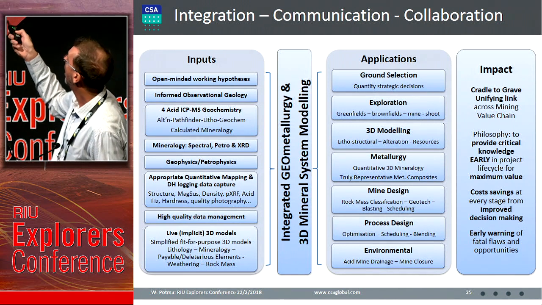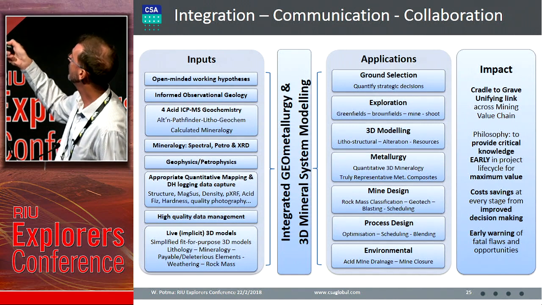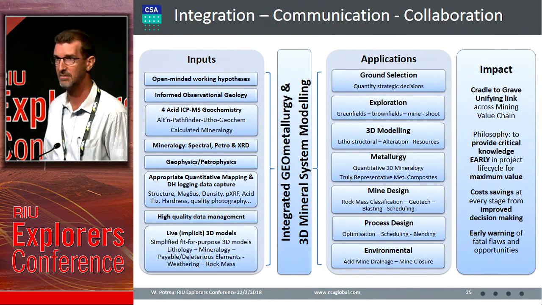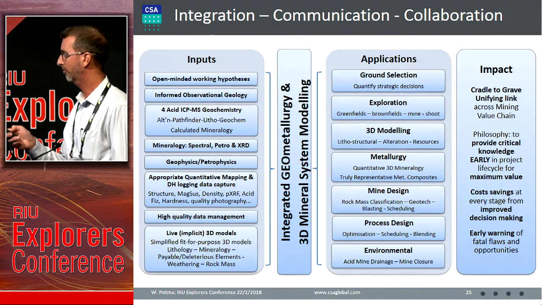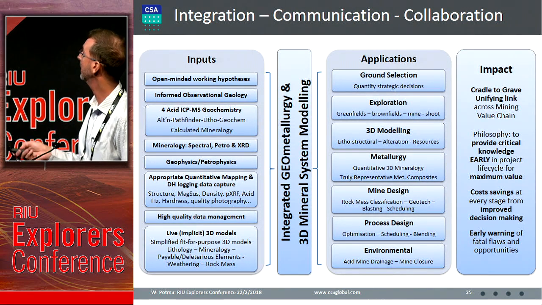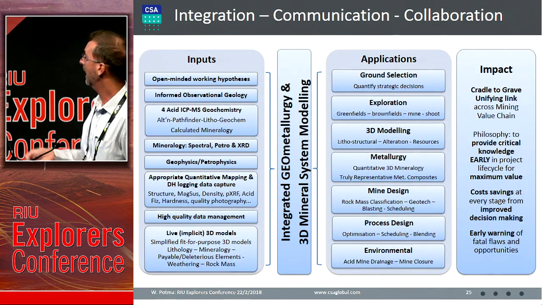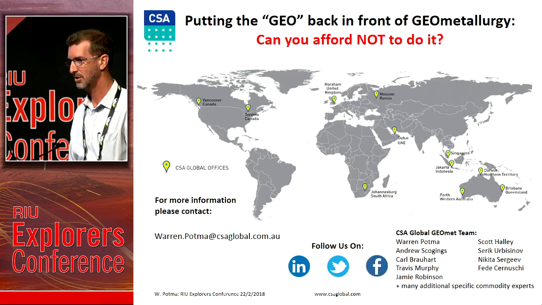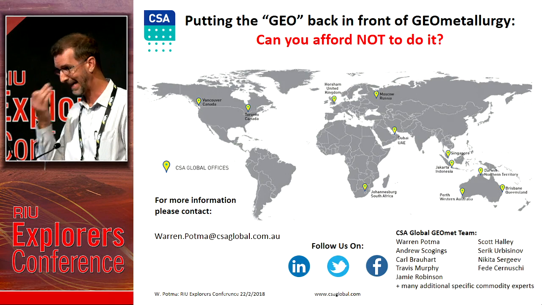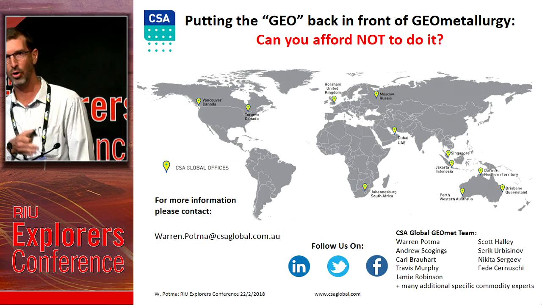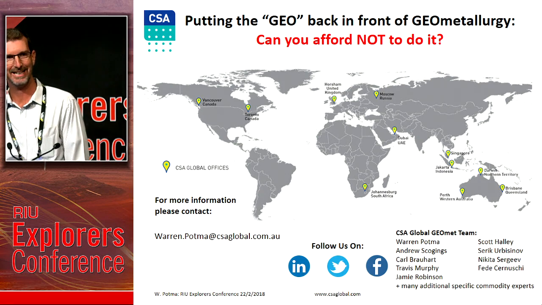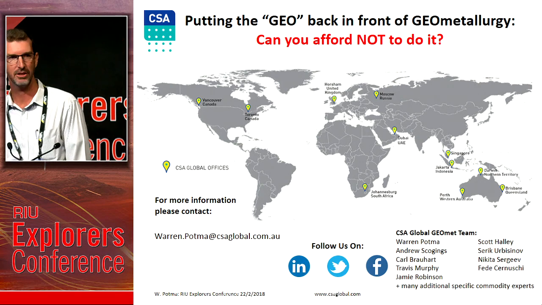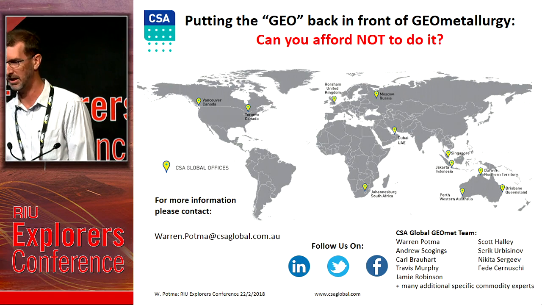And overall, if you do this, you provide that critical knowledge early in the project life cycle. You maximise the value, you avoid the opportunity cost of not having done it, and you have that early warning of any potential fatal flaws or opportunities. So, can you afford not to spend a small amount of money up front, get this information, this data, and turn it into information that adds value throughout the project life cycle?